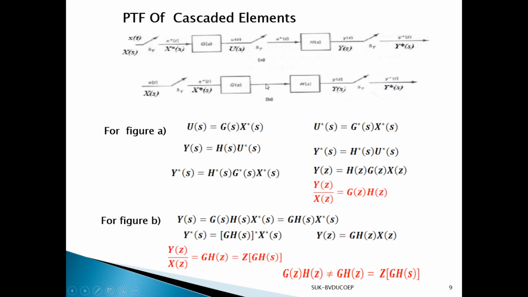But in the second figure, what happened? There is no sampler in between. So this is direct multiplication. G into H and then sample. See here, Y(s) is equal to G(s) into H(s). Y(s) is equal to G(s) H(s) multiplied by X star(s), or GH(s) into X star(s), and Y star(s) is GH star(s) and X star(s). So this complete block, see here it is different, earlier it is different. So GH(z) X(z).